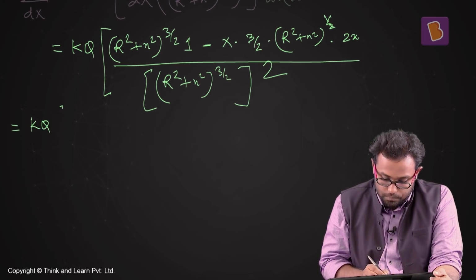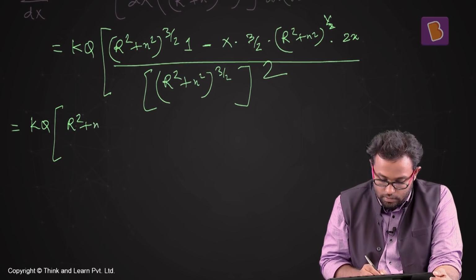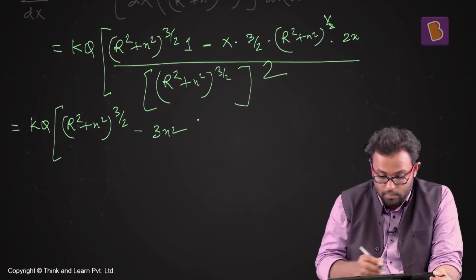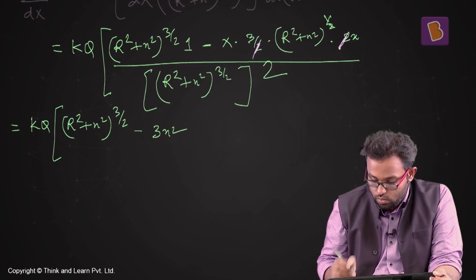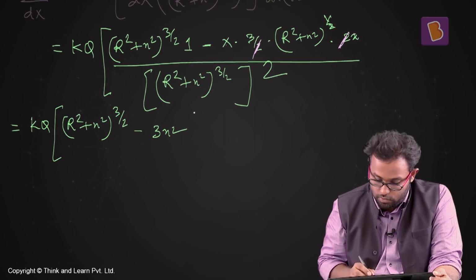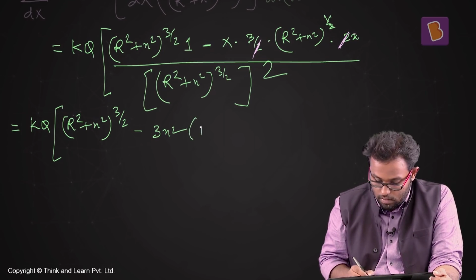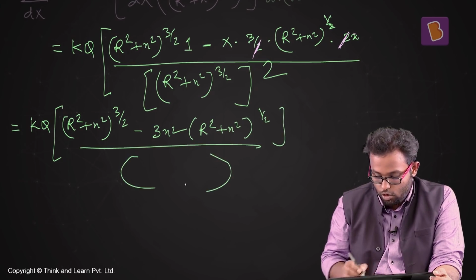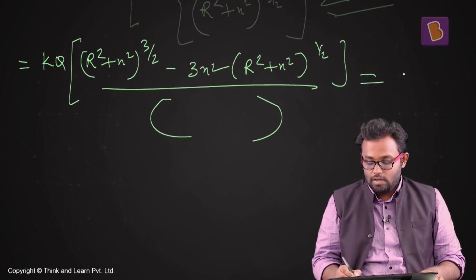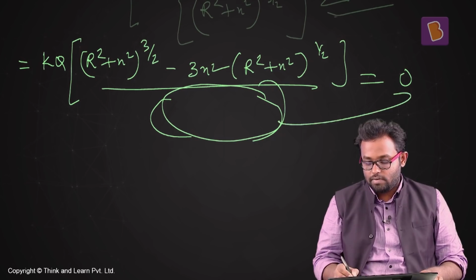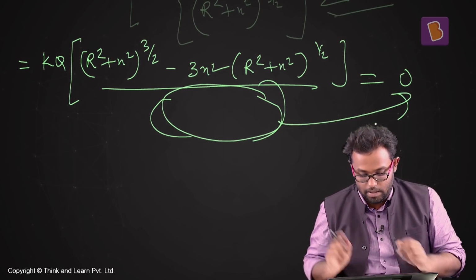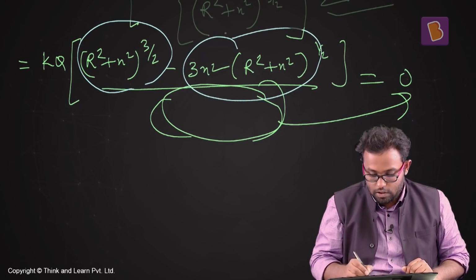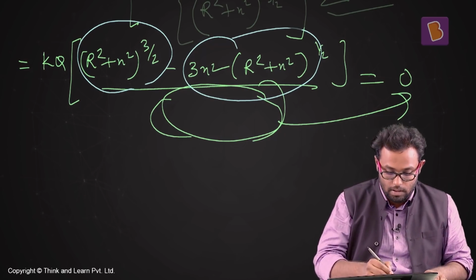Now let me write this down. This becomes kq times (r square plus x square) to the power of 3 by 2 minus 3x square, right? This 2 gets cancelled, and x times x becomes x square, so that's correct, times (r square plus x square) to the power of 1 by 2, whole divided by the denominator. Now I have to set this equal to 0, so the denominator doesn't matter. I can take it to the other side and make it equal to 0. For this to be 0, I'll have to equate these two expressions. When these two expressions are equal, this whole thing is going to be 0.